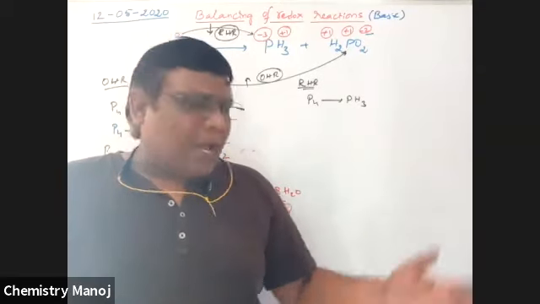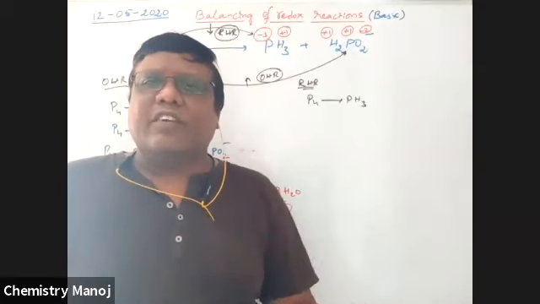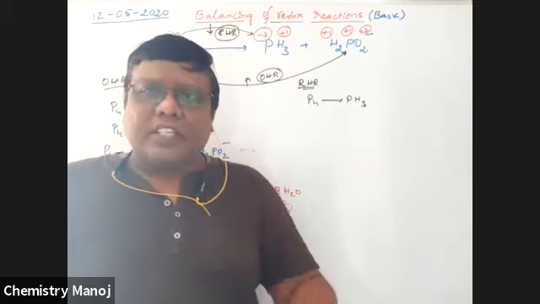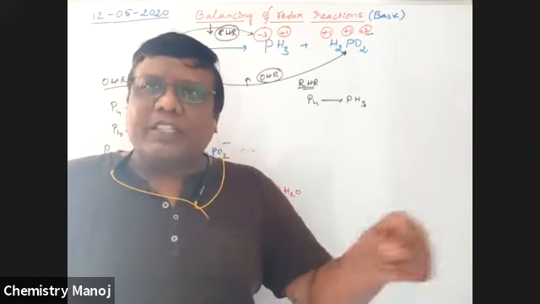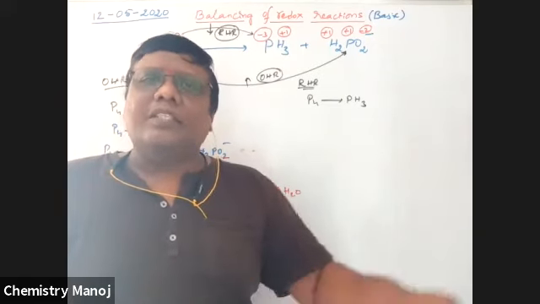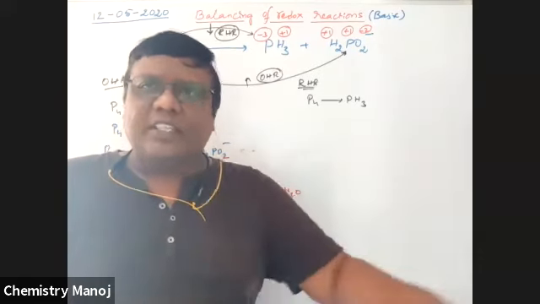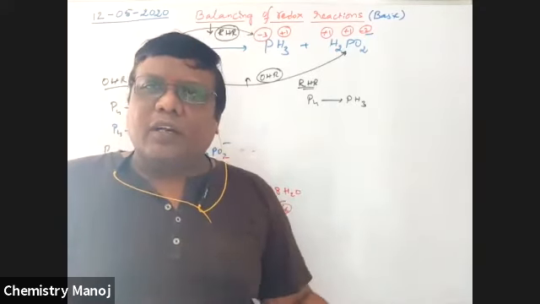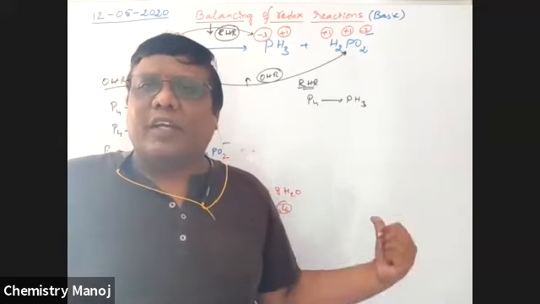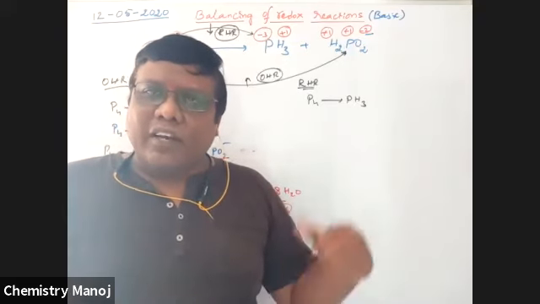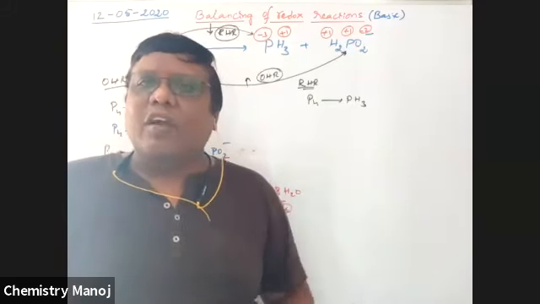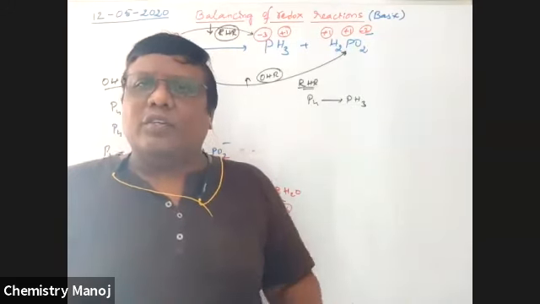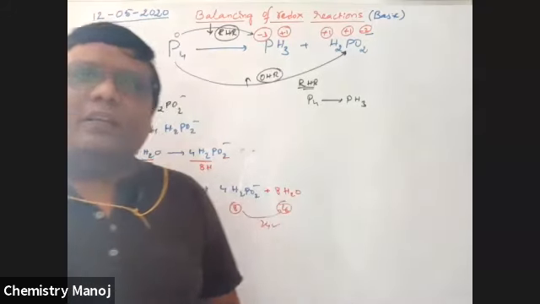So, either the question says balance this equation in acidic medium or balance it in basic medium. The statement is given to you. Or, if H plus is in the reaction, balance it in acidic medium. If OH minus is in the reaction, balance that equation in basic medium. Whenever H plus is there, balance in acidic medium. Whenever OH minus is there, balance in basic medium. Automatically you should use it. Okay?